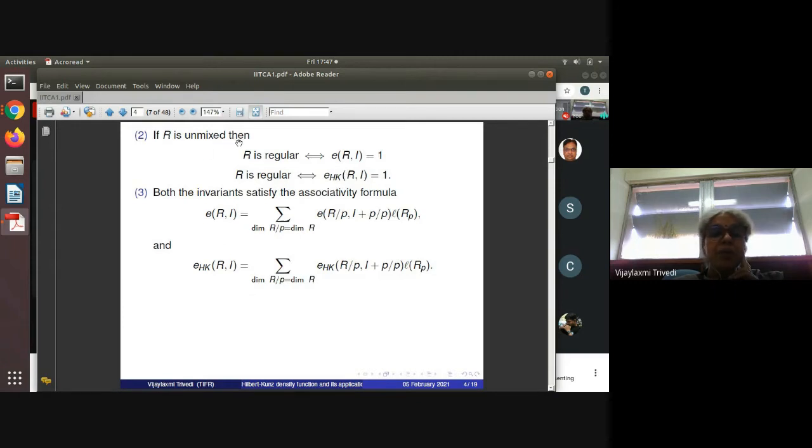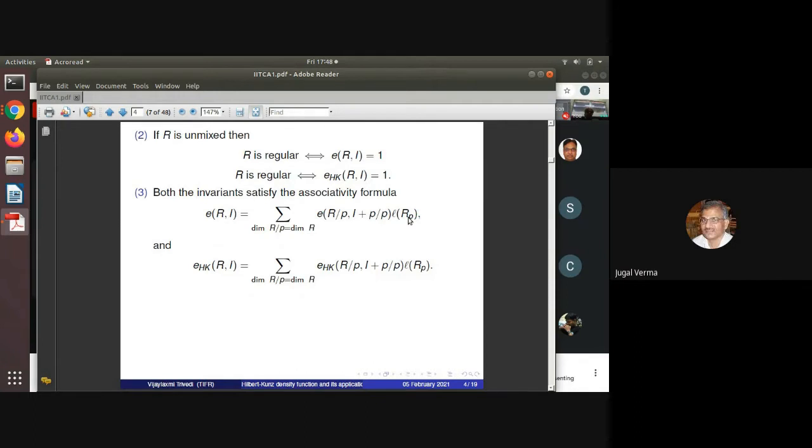So the assumption that R is unmixed is not superfluous, because e_HK and e both do not keep track of the lower dimensional components. So even if the ring has an embedded component, the answer might still be 1, and the ring may have an embedded component, so of course the ring is not regular. The same is true for e_HK also. To be more precise, look at this associativity formula. You take the pair R and I, and I can go modulo all the components which give the same dimension as the ring, and you get the multiplicity there, and multiply by, of course, the length of R localized at P.